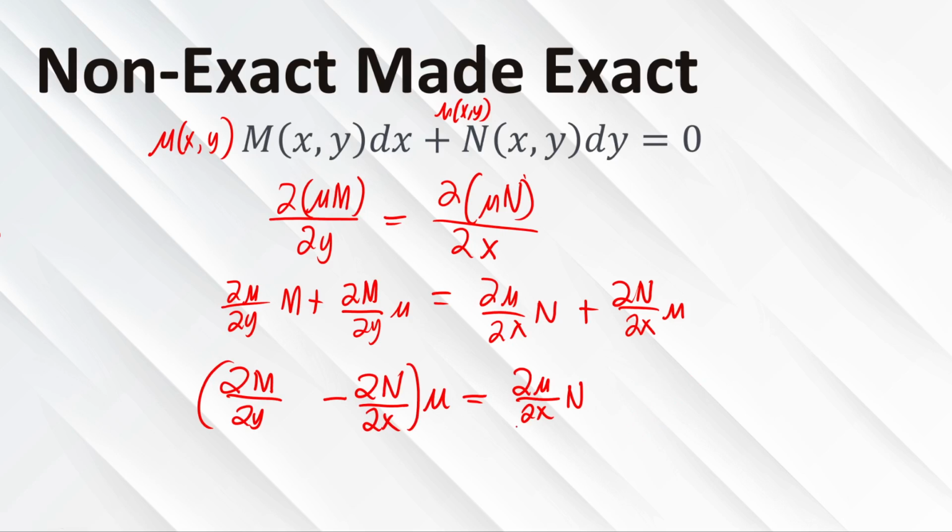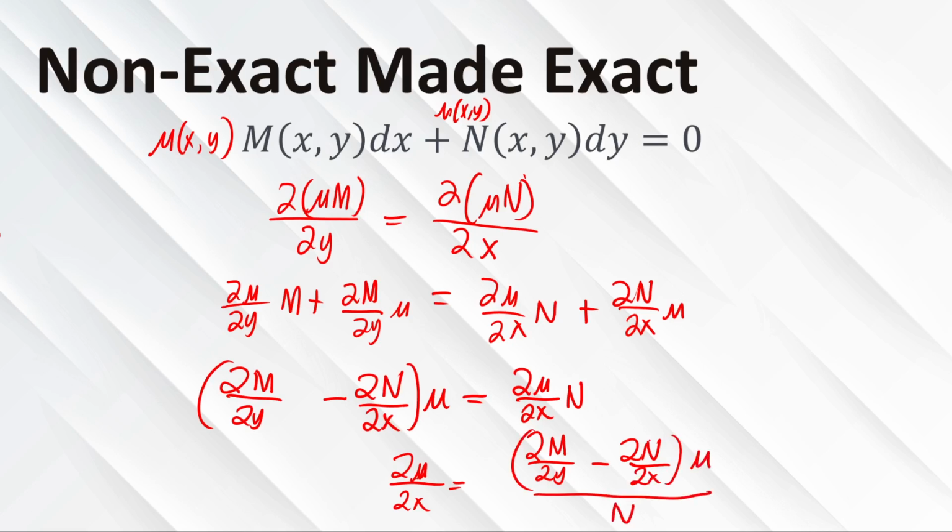Yan. And therefore, solving for, i-isolate natin yung partial derivative ni mu with respect to x, which is equal to the partial derivative ni m with respect to y minus the partial derivative of n with respect to x times mu all over n. Okay. Pero sabihin nyo, sir, meron pa rin naman tayong partial derivative with respect to y tsaka x dyan. Si m naka-partial derivative with respect to y, tsaka si n naka-partial derivative with respect to x.